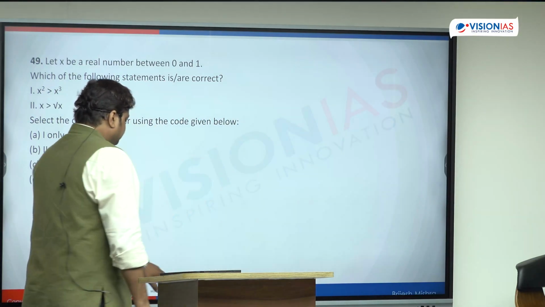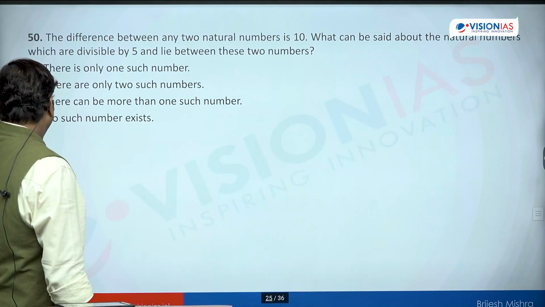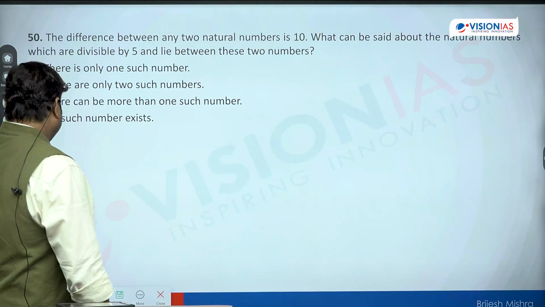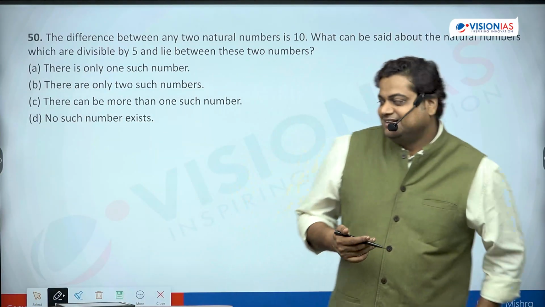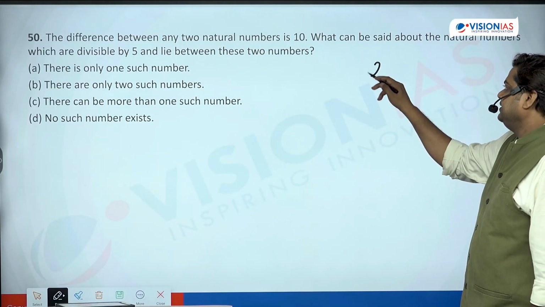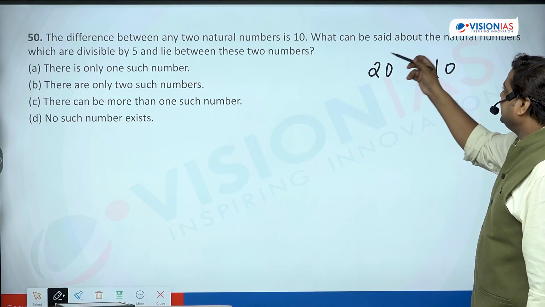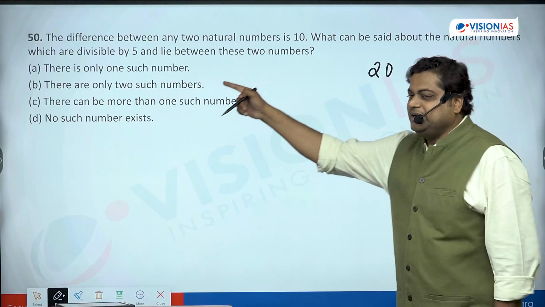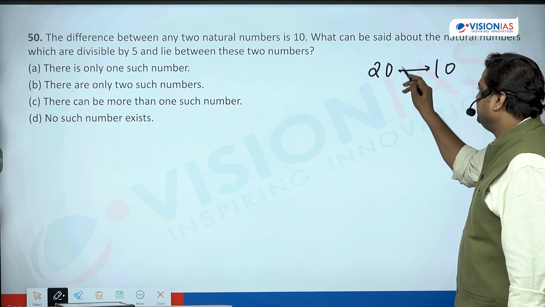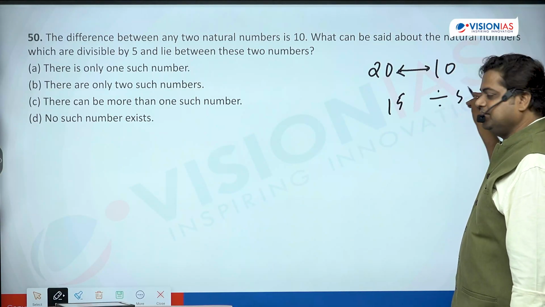Next. The difference between any two natural numbers is 10. This was also a tricky question. So we can take numbers this way: we take the numbers 20 and 10. Difference is 10. And what can be said about the natural numbers which are divisible by 5 and lie between these two numbers? Now between these two numbers, which number is there? 15. Only one number which is divisible by 5.